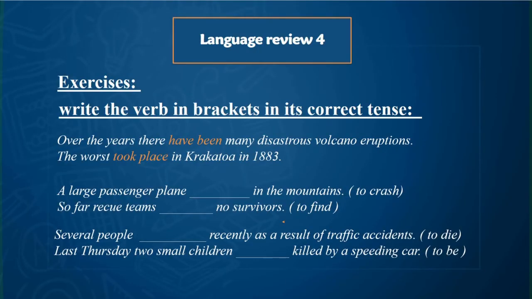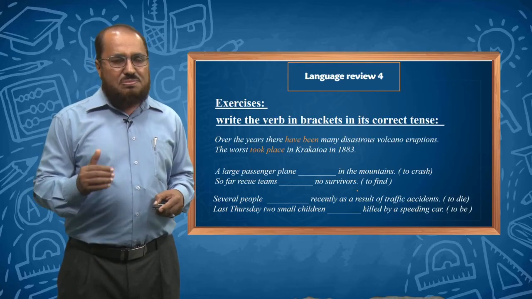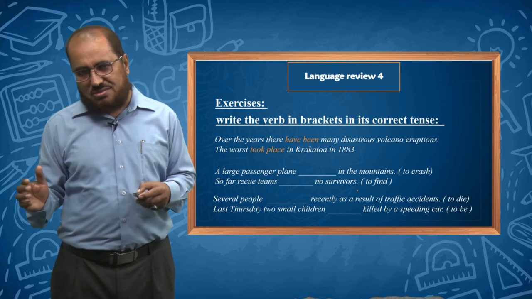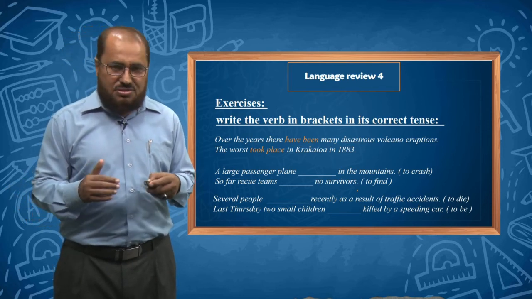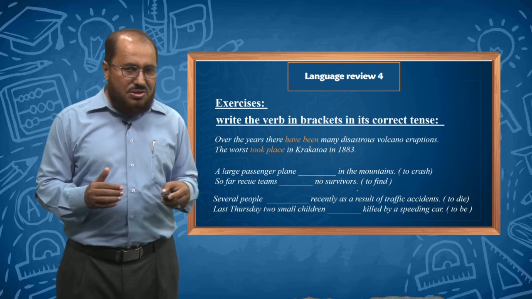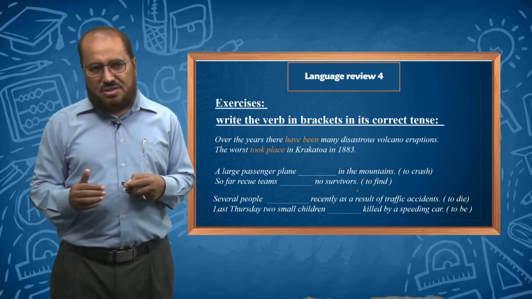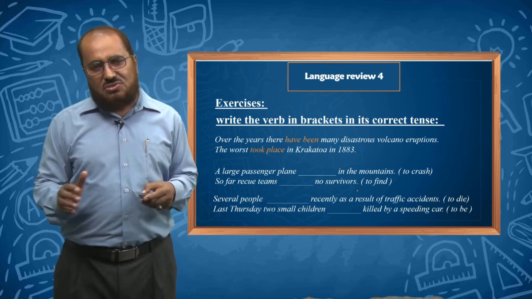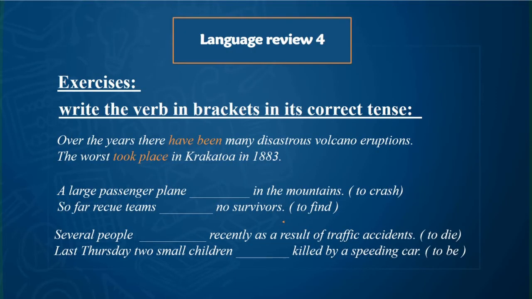And the second sentence, took place. It's past simple. It's clear. In 1883. Here is a specific time in the past. What about the second verb? A large passenger plane (crash) in the mountains. Crash, to crash. Okay, deal with the crash here. Is it past simple or must it be present perfect? So far, rescue teams (find) no survivors. Both are past, or both are present perfect, or one is past and the other one is present perfect, or vice versa?